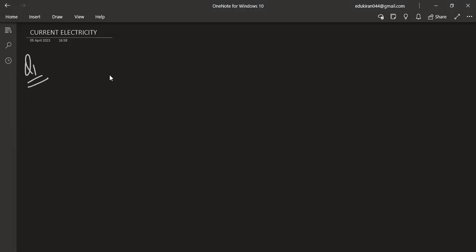Okay, I'll start with a very easy question. I'll not write everything. It's just that you have to match the column with the formulas. So just a formula based question is there.